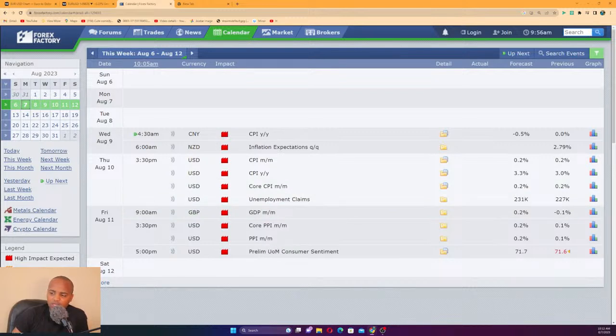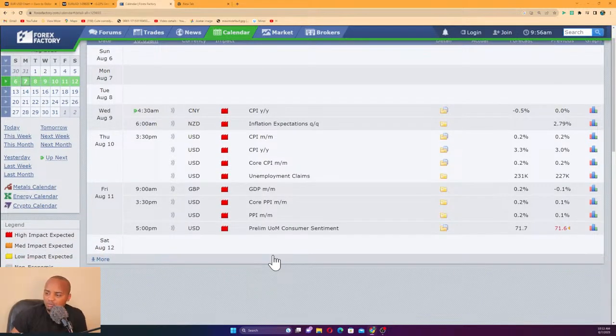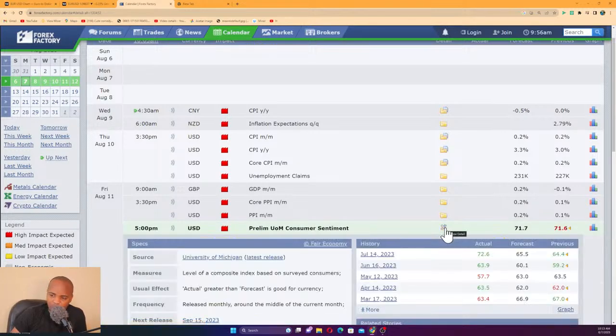We have PPI over here, that is producer price index, and on Friday as well we have the preliminary University of Michigan sentiment. This has so much impact on the market, because we have the preliminary and then the revised one. So this is important to the market. We will be expecting to see this affect the dollar somehow, because this is the preliminary and not the revised one. So it's actually going to be interesting.